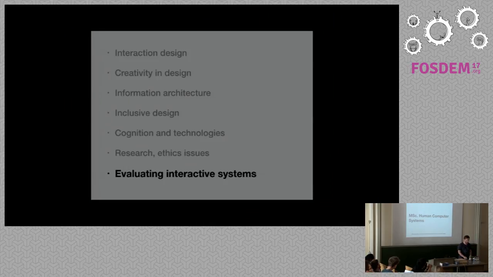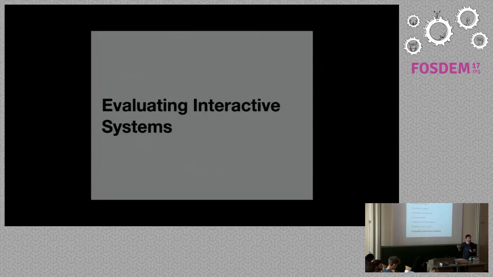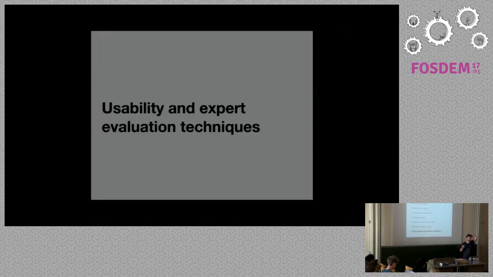You learn lots of stuff. You learn interaction design, how things work and how to design things that work for users. Creativity, I knew nothing about that. Information architecture. Most important that I want to talk to you about today is evaluation of interactive systems. Okay, so what's an interactive system? Anything that's got a computer or computing type stuff in it. What do you learn in the evaluation of interactive systems? You learn usability and expert evaluation techniques.